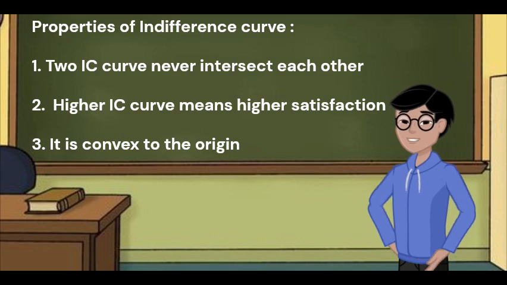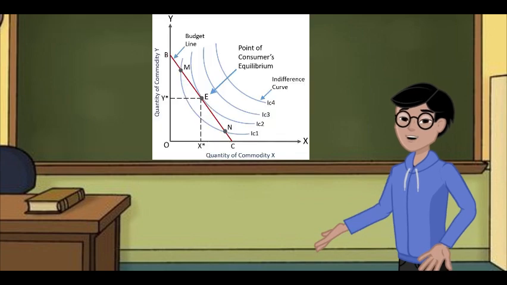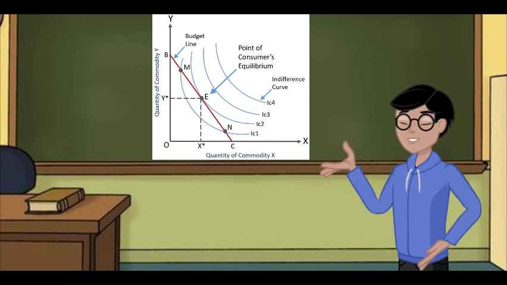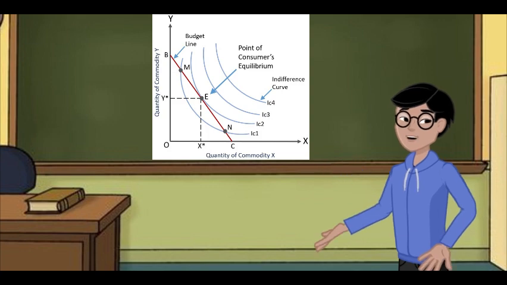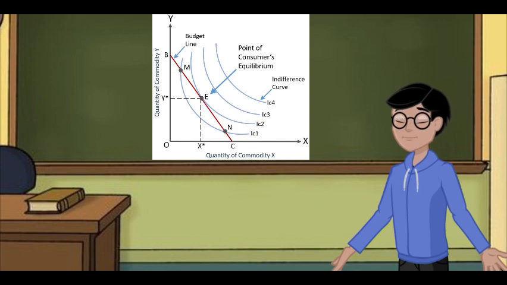Let's take this to real life. Imagine you have a fixed budget, and you are choosing between apples and bananas. Your indifference curve shows your preferences, while the budget line shows what you can afford. Where the budget line touches the highest possible indifference curve, that's your optimal choice. Economists call it consumer equilibrium.